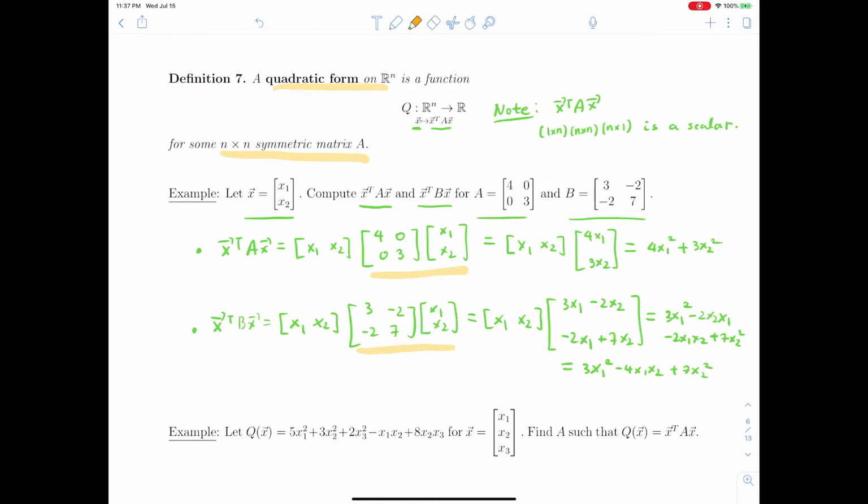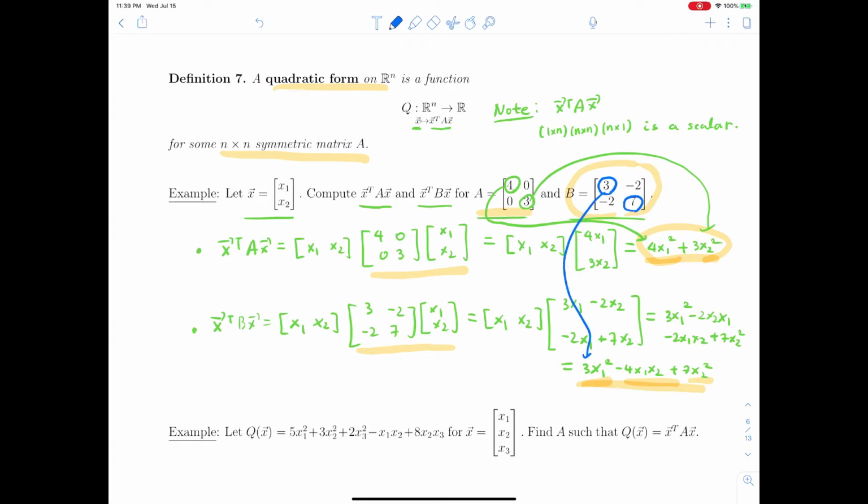So the quadratic form, the name really makes sense because we really get polynomials consisting of quadratic terms. All the terms are degree 2. But there's a pattern with the answer versus the given matrices, like this with the matrix B. Do you see the pattern here? You can see that 4 goes to the coefficient for x1 squared, and 3 goes to the coefficient for x2 squared. And at the same time, 3 goes to the coefficient of x1 squared, and 7 goes to the coefficient for x2 squared.